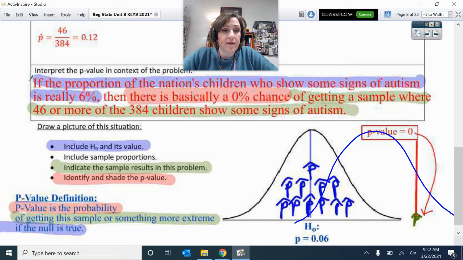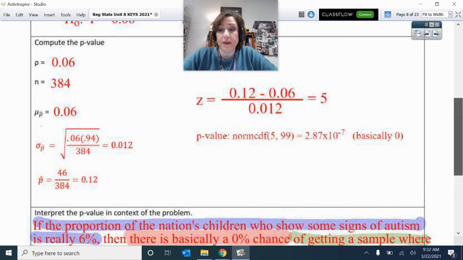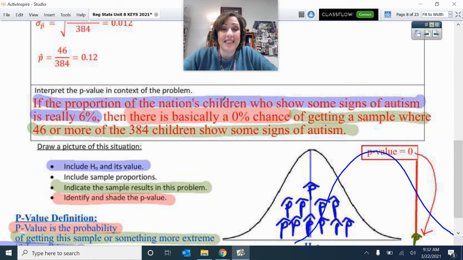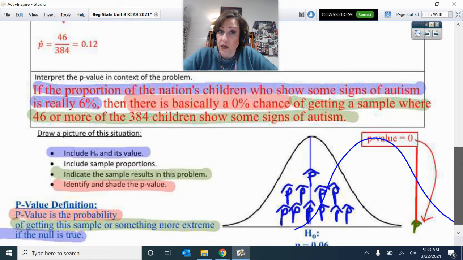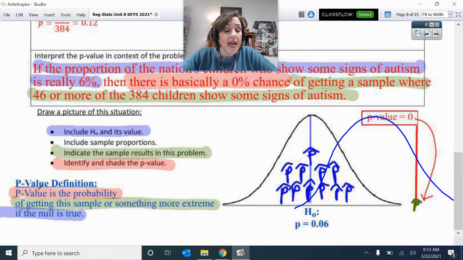So here we go. If the p-value is the probability, there's basically a 0% chance, and you can put these different colors in various orders. It doesn't matter. You can make it sound natural to you, but it needs to include these 3 components when you do the definition. That the p-value is the probability, so there's that percent chance of getting this sample or something more extreme if the null is true.